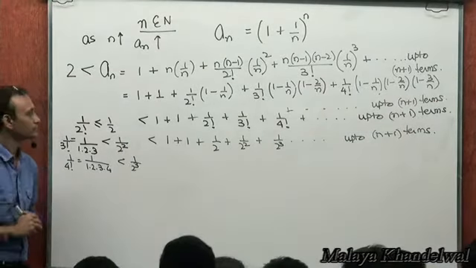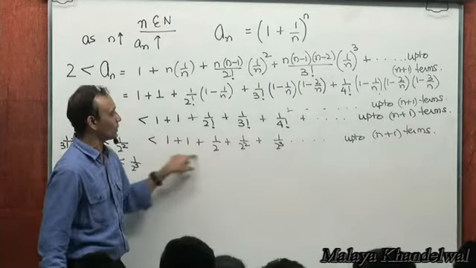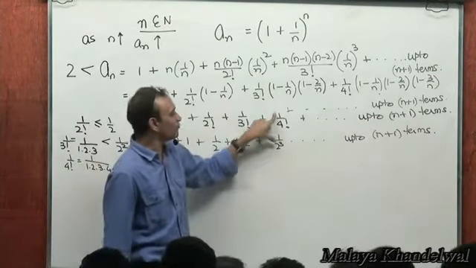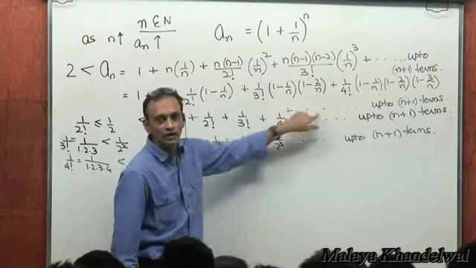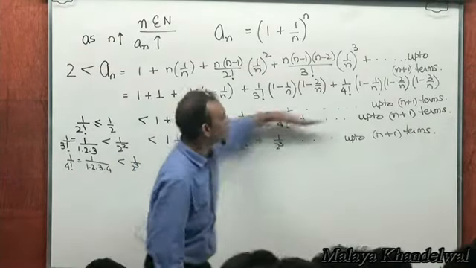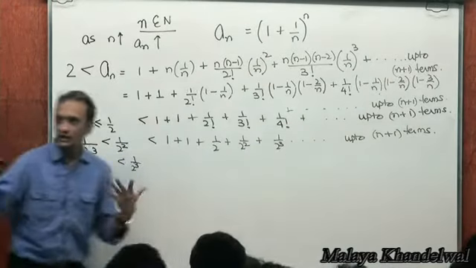Right? 1 by 2 factorial is equal to 1 by 2, up to this equal. But 1 by 3 factorial is less than 1 by 2 squared, 1 by 4 factorial will be less than 1 by 2 cube, 1 by 5 factorial will be less than 1 by 2 to the power 4 and so forth, isn't it? So this whole thing, term by term, is less than this thing. Clear?